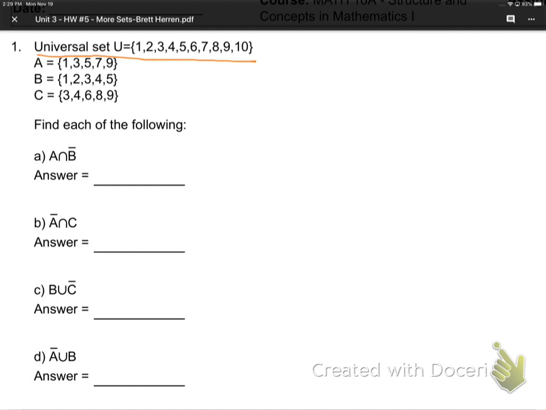Now, I haven't told you about the bar thing. Do you all know what that means? Does anybody know what that means? What does it mean when you put a bar over a letter, like that? Anybody ever done this set stuff before? It means the opposite. Technically, it's called the complement of A. So it's the opposite of A.